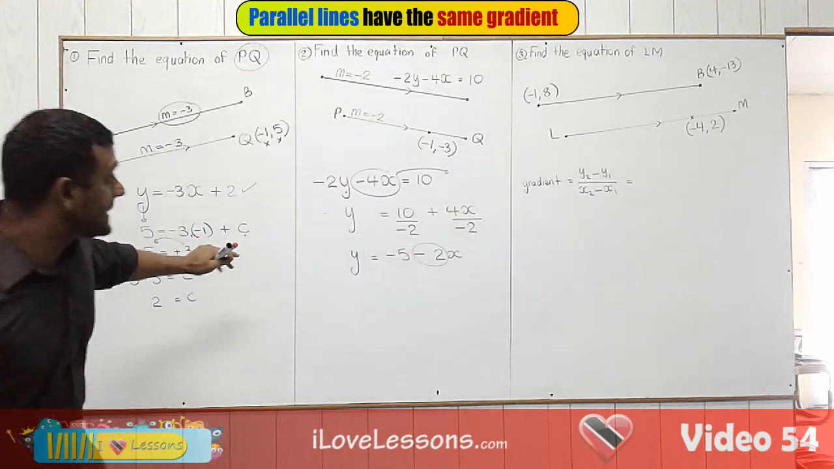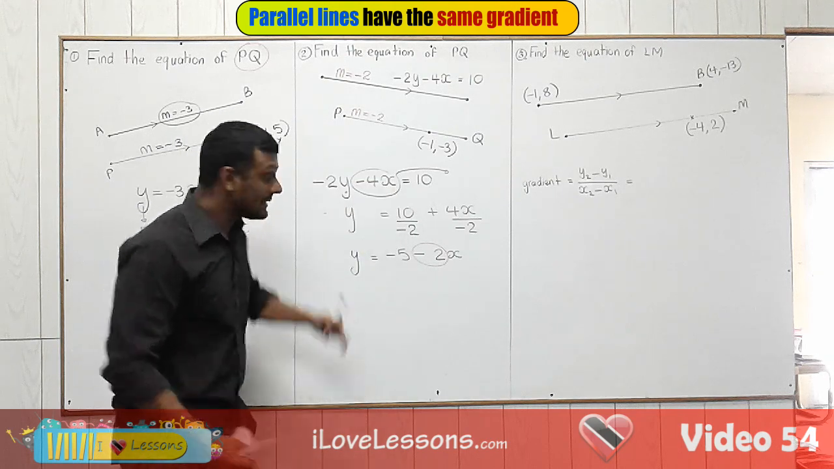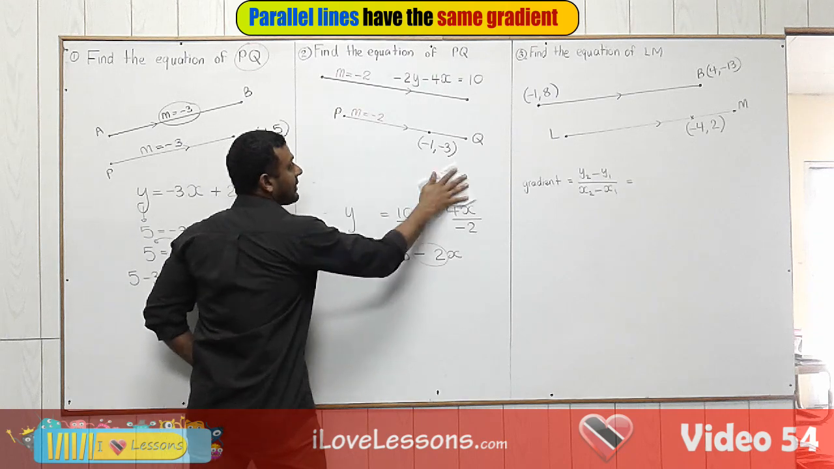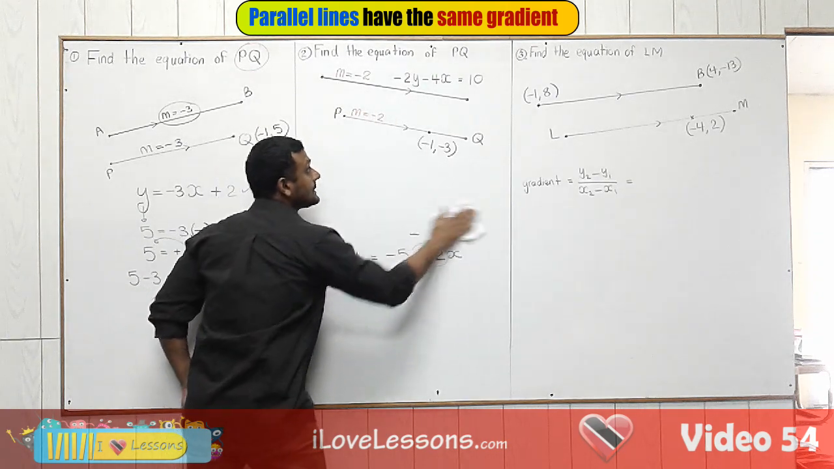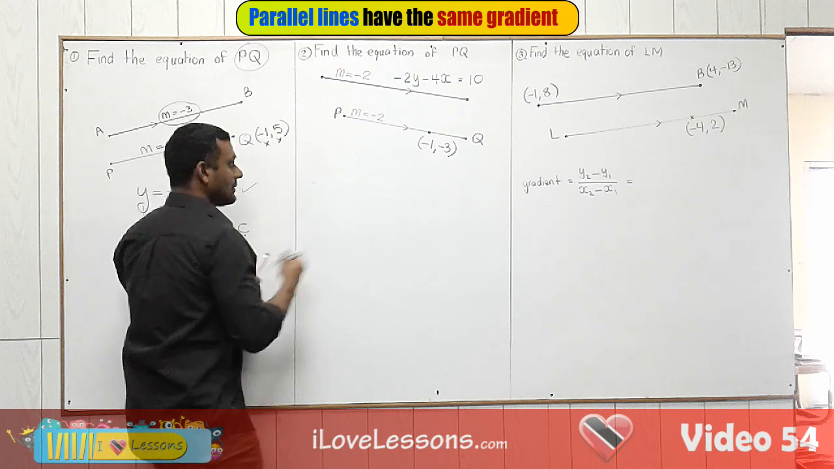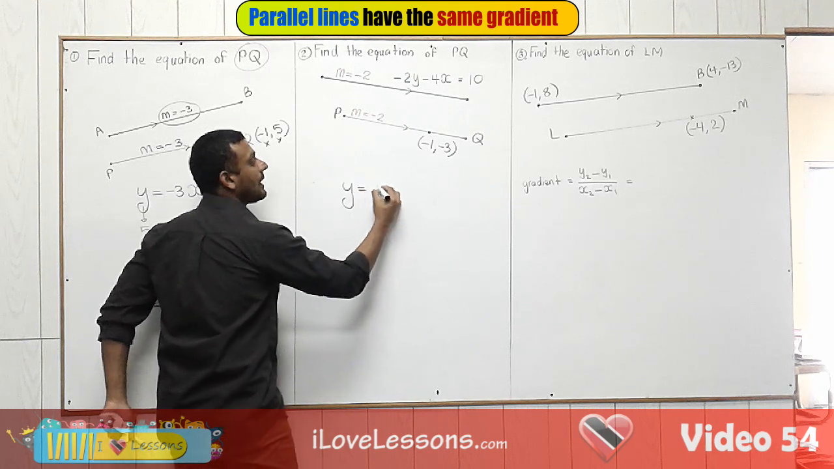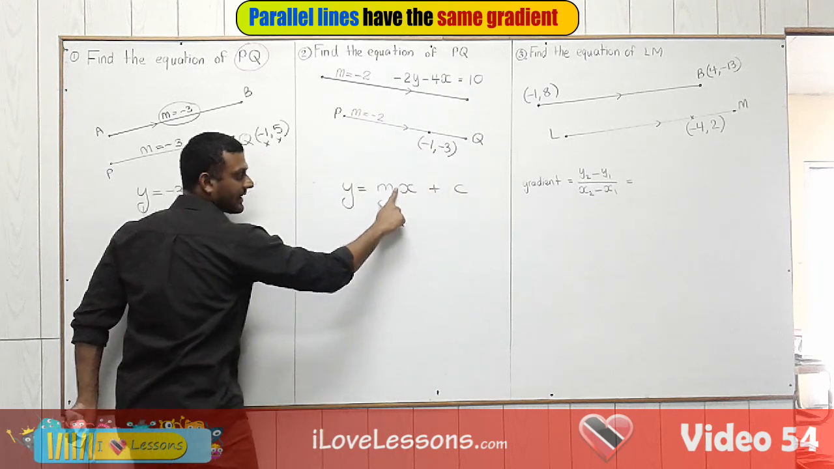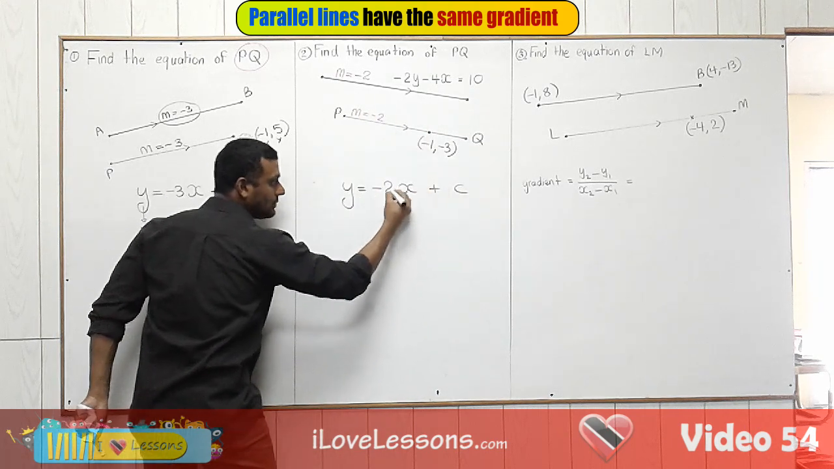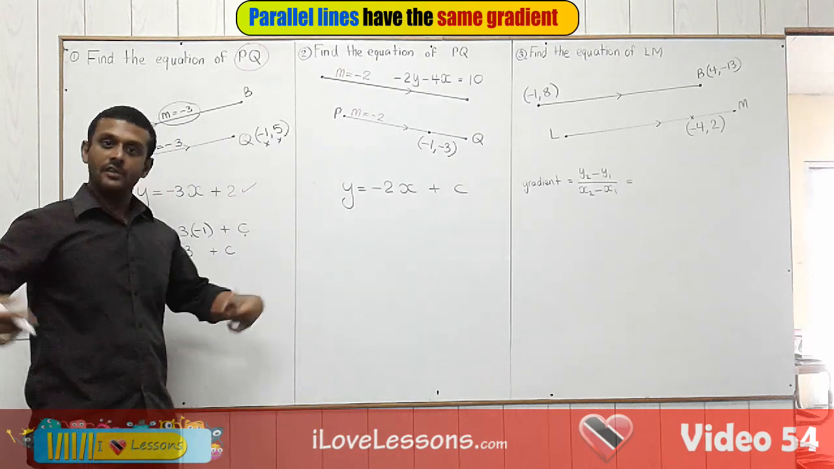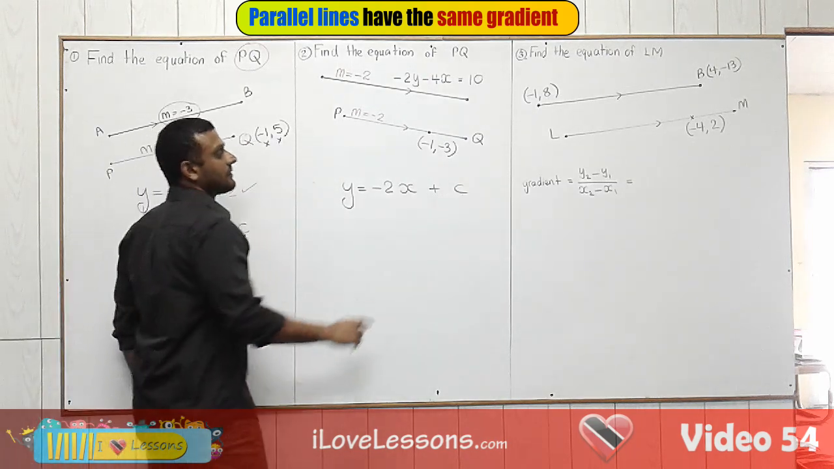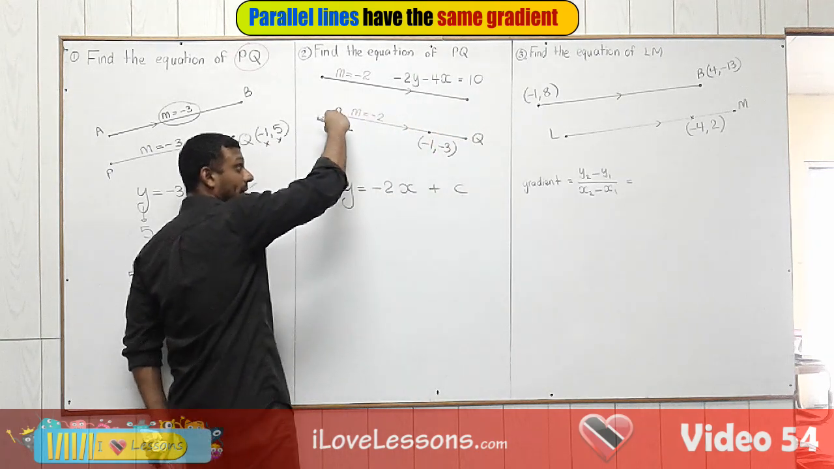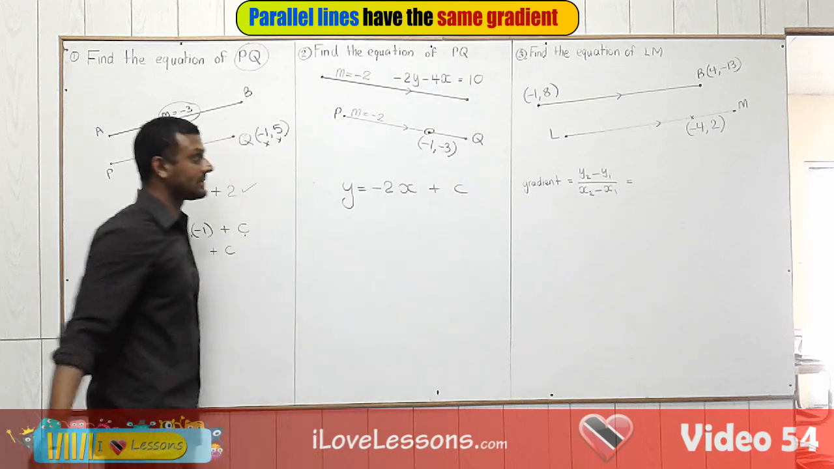Now, I'm going to have to erase this to make some space to do some more working, so make sure you understood this. We just figured out the gradient of the line PQ is minus 2. So, let's write what we have so far about PQ. For the line PQ, we just figured out m is minus 2. We now have to find the value of c. To find c, we just need one point on the line that we are trying to find the equation of.